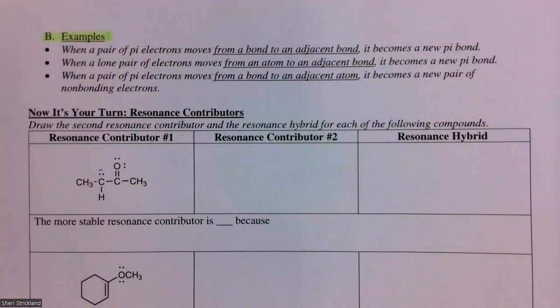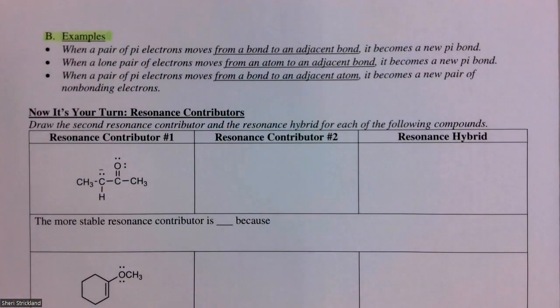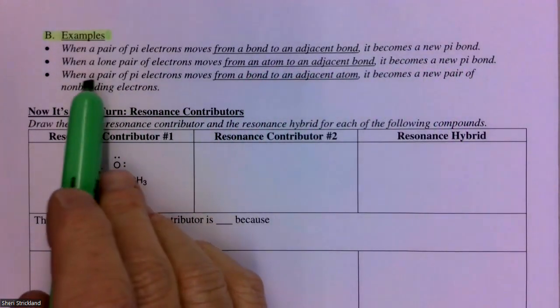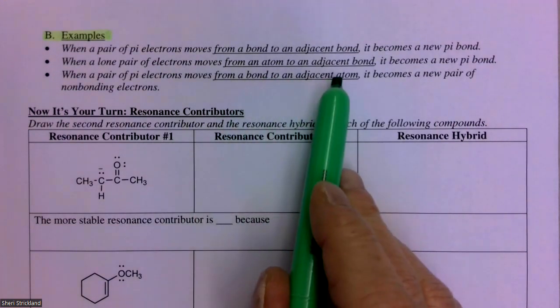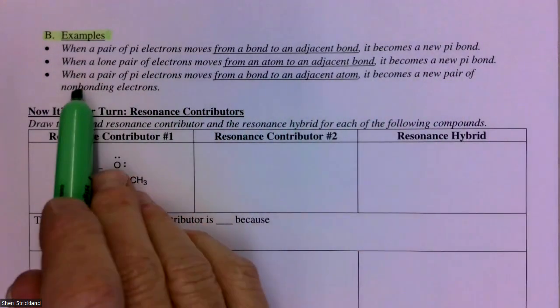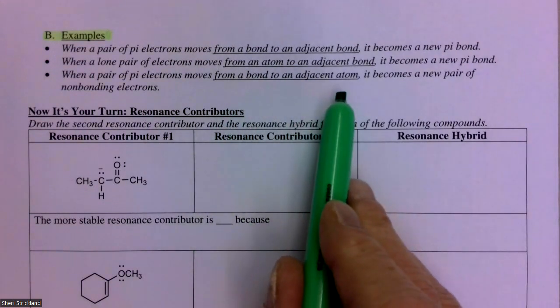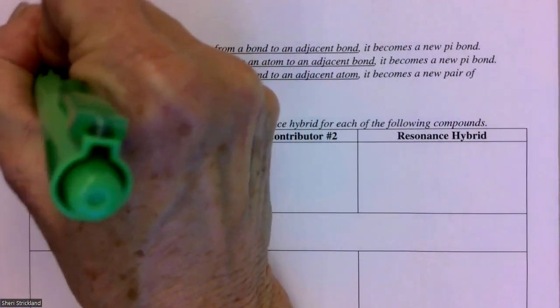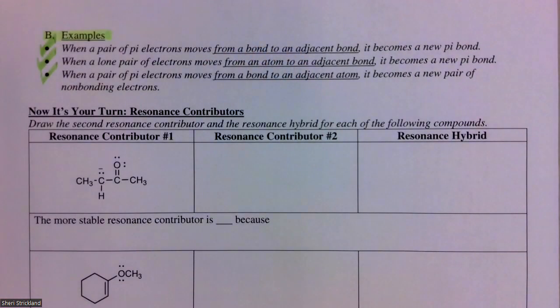So last time we talked about the basic rules for how to draw resonance contributors, and these are examples of the kinds of things we'll see. When a pair of pi electrons moves from a bond to an adjacent bond, it becomes a new pi bond. When a lone pair of electrons moves from an atom to an adjacent bond, it becomes a new pi bond. Or when a pair of pi electrons moves from a bond to an adjacent atom, it becomes a new pair of non-bonding electrons. These are really the three kinds of electron movements that you're going to see. So let's take a look at these one at a time.